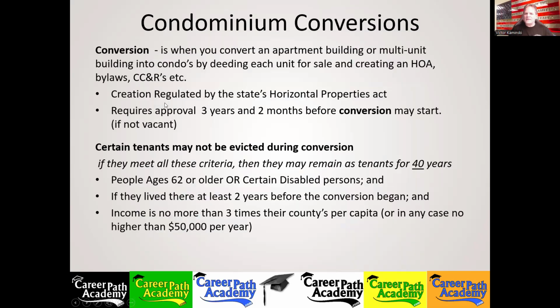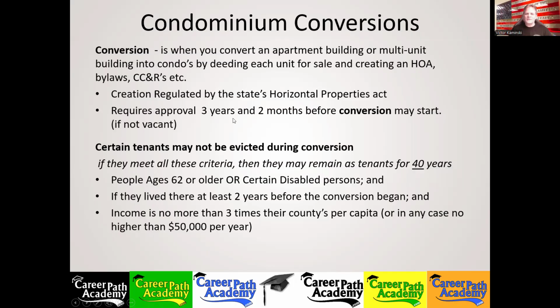So, what is a condominium conversion? Well, it's when you buy an apartment building or multifamily house and you can convert it into a condominium. So conversion is when you convert an apartment building or multi-unit building into a condominium by deeding each unit separately and selling them individually and creating a homeowners association with that starting set of bylaws. Creation is regulated by the state's Horizontal Properties Act, and it requires approval 3 years and 2 months before the conversion may start, if it's not vacant.